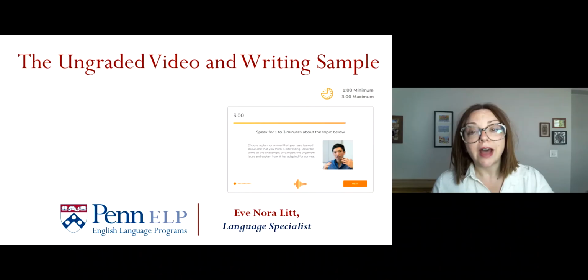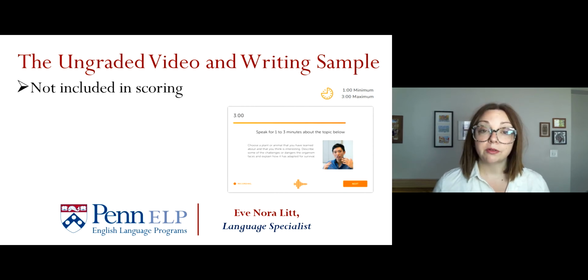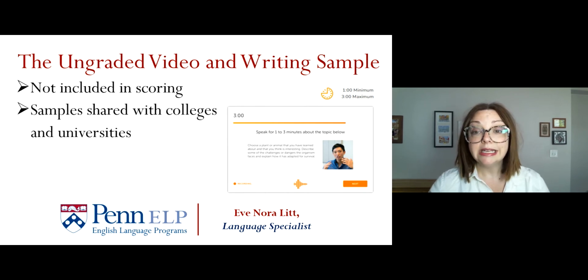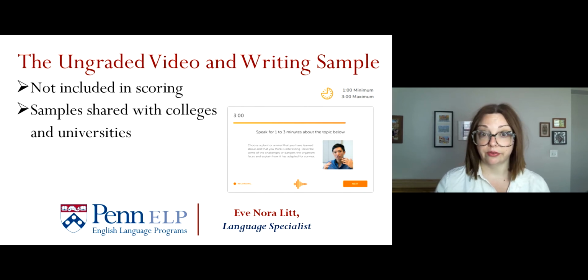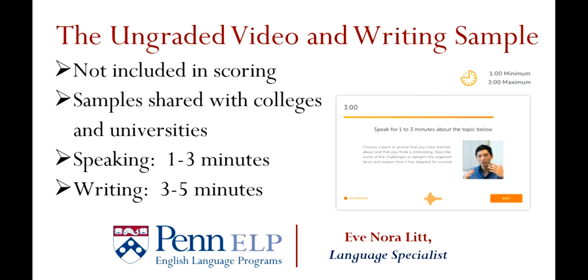So the third and final section of the test is the ungraded video and writing sample. And here, ungraded means that your performance on this section, your responses, are not evaluated or included in the overall score or the subscores. It is, however, shared with colleges and universities. In this section, you as the test taker have two tasks, a speaking task and a writing task. For both tasks, you can choose the prompt from two options.